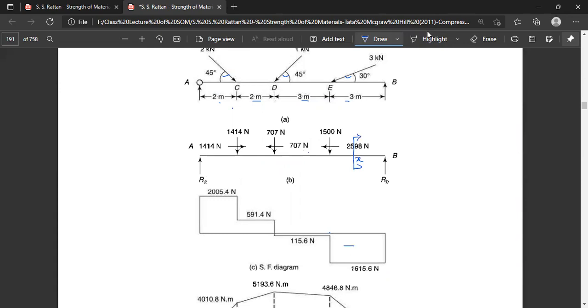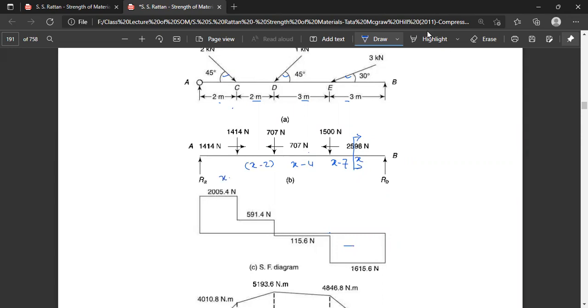That is x. So the distance of the line of action of the 1500 Newton force is equal to x minus 2 plus 2, 4 plus 3, 7. And that of 707 is x minus 4. And that of 1414 is equal to x minus 2. And that of 1414 here is equal to x.